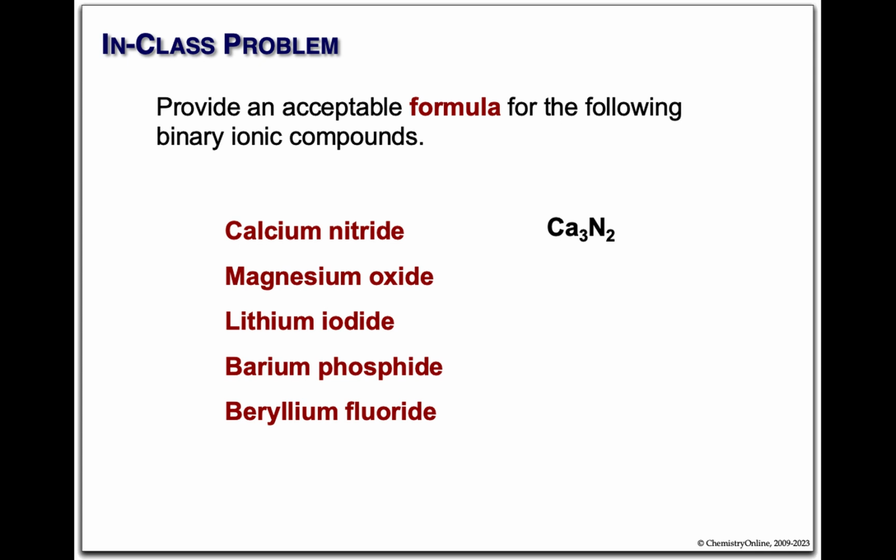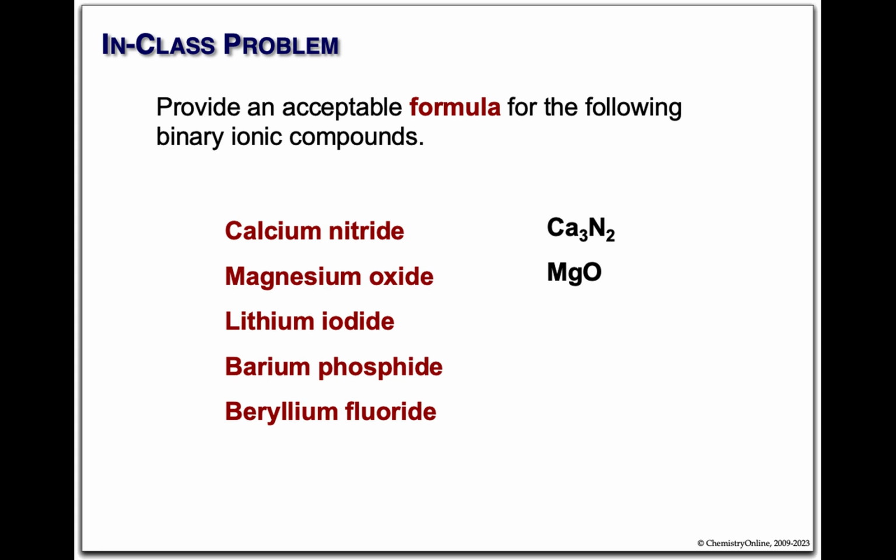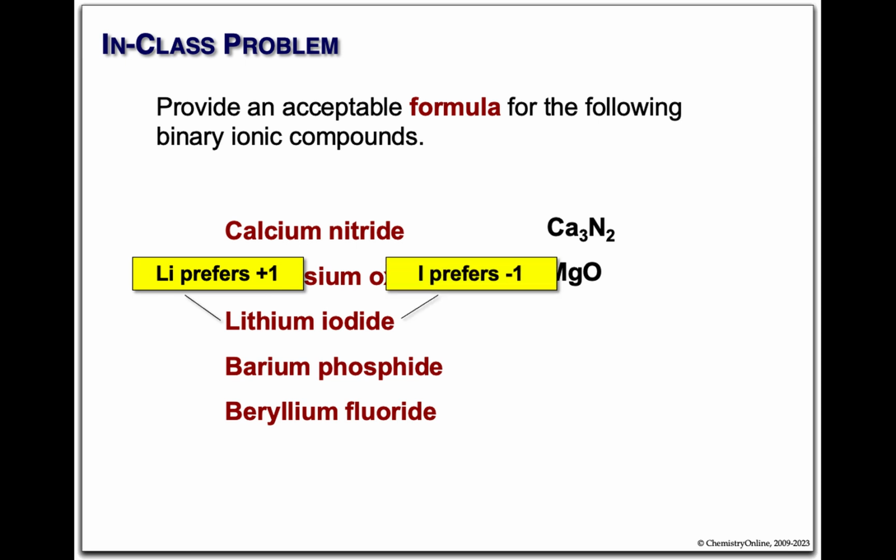Magnesium oxide. Magnesium, group 2. Oxygen, group 6. This is +2, -2. All we need is 1 to 1, MgO. Lithium iodide. Lithium, group 1. Iodine, group 7. This is +1, this is -1. Need a simple 1 to 1 ratio.